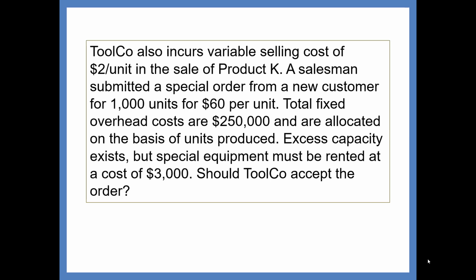Toolco also incurs variable selling cost of $2 per unit in the sale of product K. A salesman submitted a special order from a new customer for 1,000 units for $60. Total fixed overhead costs are $250,000 and are allocated on the basis of units produced. Excess capacity exists, but special equipment must be rented at a cost of $3,000. Should Toolco accept the order?